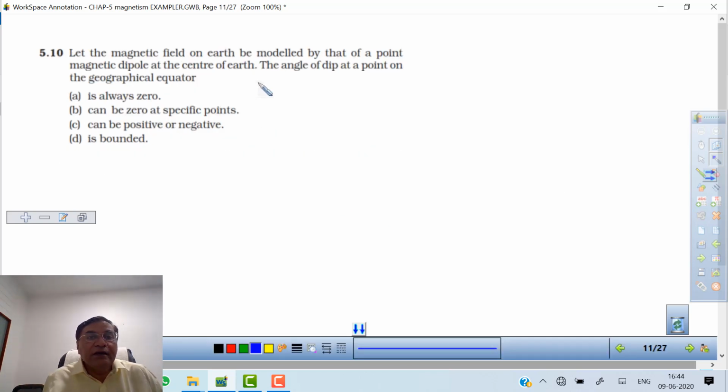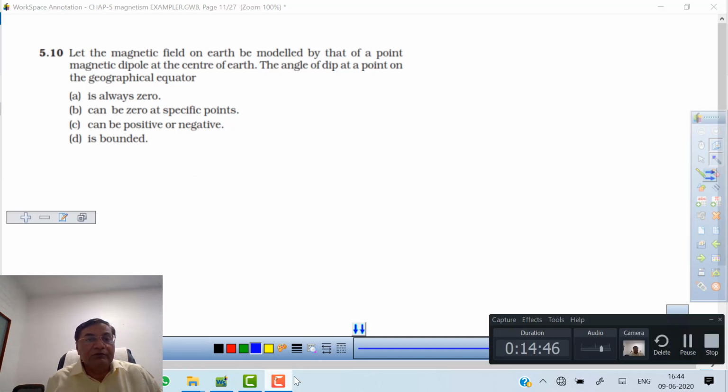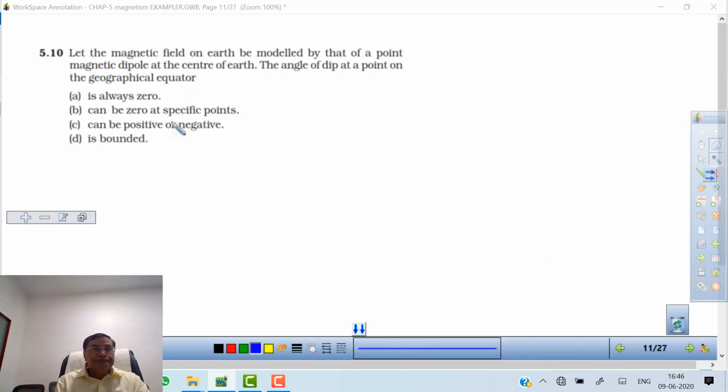Let the magnetic field of the earth be modeled by that of a point magnetic dipole at the center of the earth. The angle of dip at a point on the geographical equator: is it always 0? Can be 0 at specific points? Can be positive or negative? Is always 0 is not correct. Can be 0 at a specific point, maybe.